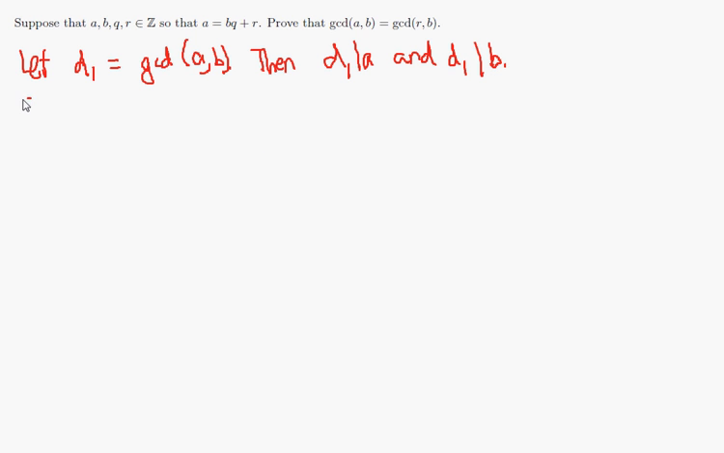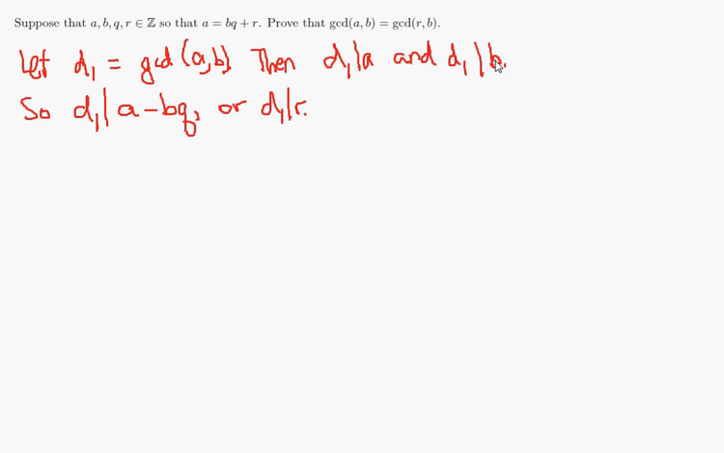Okay, so by the theorem we proved in class, d1 must divide a minus b times q. So if d1 divides a and d1 divides b, then if I take a minus a multiple of b, then d1 must also divide that. So notice that d1 divides a minus bq by definition. That means that d1 divides r.